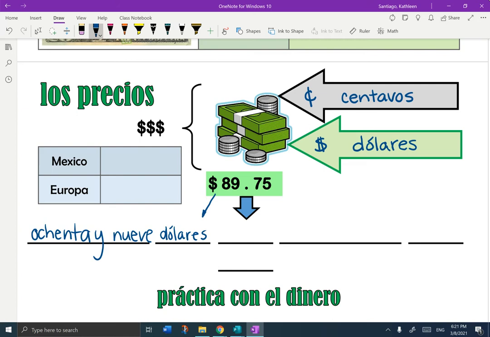Now, when you get to the decimal point, you're going to say either con, which means with, or e, which means and. Either one is fine. You're going to see both. You're going to hear both. 75, right here. Setenta y 5 centavos.